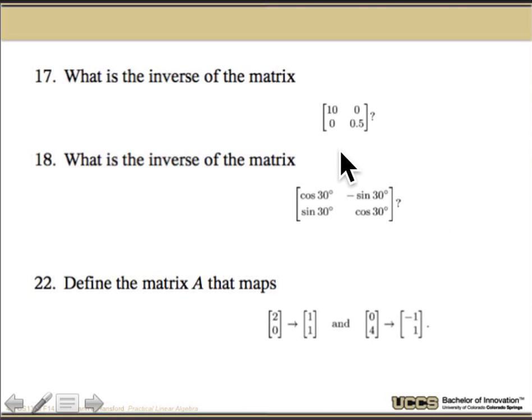What's the inverse of any matrix, especially the simple ones like a scaling matrix, a rotation matrix, or a skew matrix. Be able to answer questions like, define the matrix A that maps this 0, 2, 0, 4 or 2, 0, 0, 4 to 1, 1, minus 1, 1. Any two numbers, you should be able to do that.